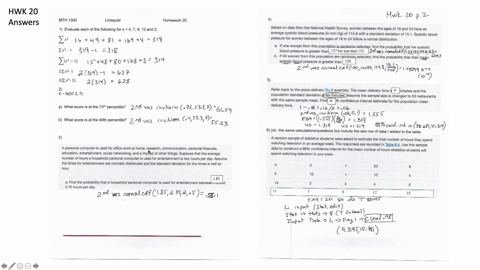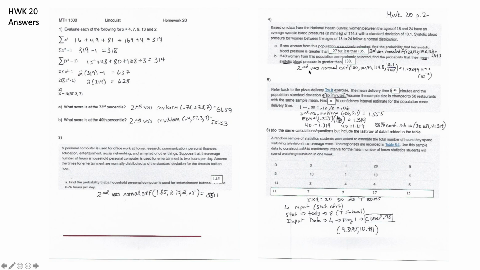Next one, number 3. We've seen this a bunch. Personal computer, home research, blah, blah, blah. Average number of hours is 2 hours per day. Standard deviation is half an hour. That's 0.5 because we're talking about hours, not 30. Right? We got to keep it in the same units. We want to find the probability that the personal computer is used between 1.85 and 2.75 hours. So this is the normal distribution, so it's not percentiles. It's 2nd Var's normal CDF, lower 1.85, upper 2.75, mean 2, standard deviation 0.5. Punch the numbers out, you get 0.5511.